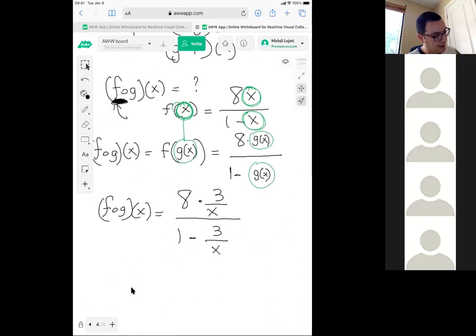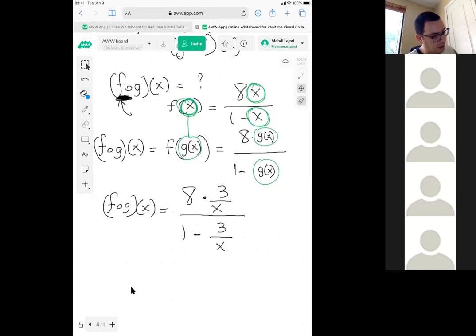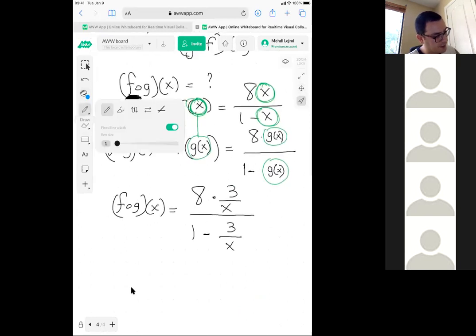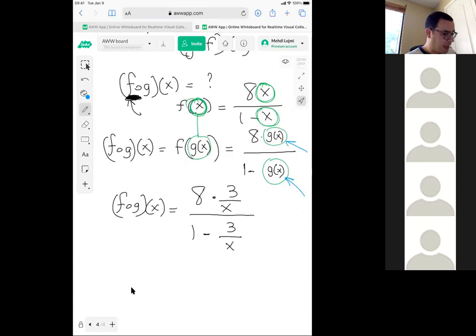So you see in here, this is a 3 over x, and this is supposed to be 3 over x. Now, in the top, I have multiplication. I have a whole number, 8, times the 3 over x. 3 over x is a fraction, right? So I need to write 8 as a fraction. 8 is a whole number, but I can always divide the whole number by 1, right? 8 over 1 would also be 8, okay?